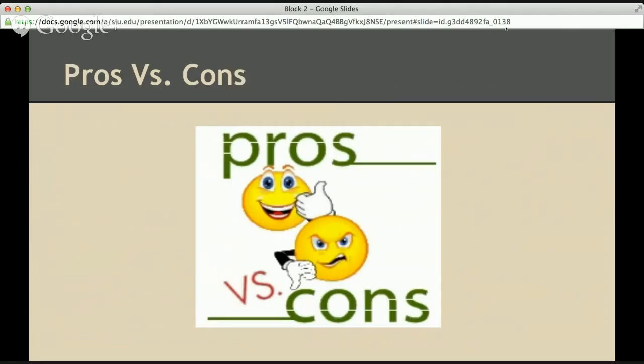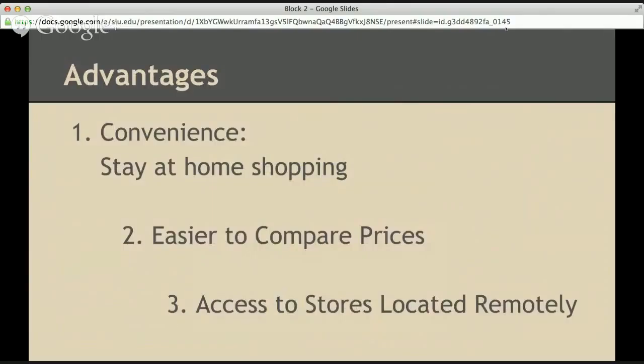There are many advantages and disadvantages for e-commerce. Let's say the good side first. It's very convenient for people because they can stay at home but still get the product that they want. And it's easier to compare prices. There are several shopping search engines and comprehensive shopping websites that can help consumers locate the best price. Also, it can access stores located remotely, especially for people who are not situated in major urban centers. This can be a big advantage.